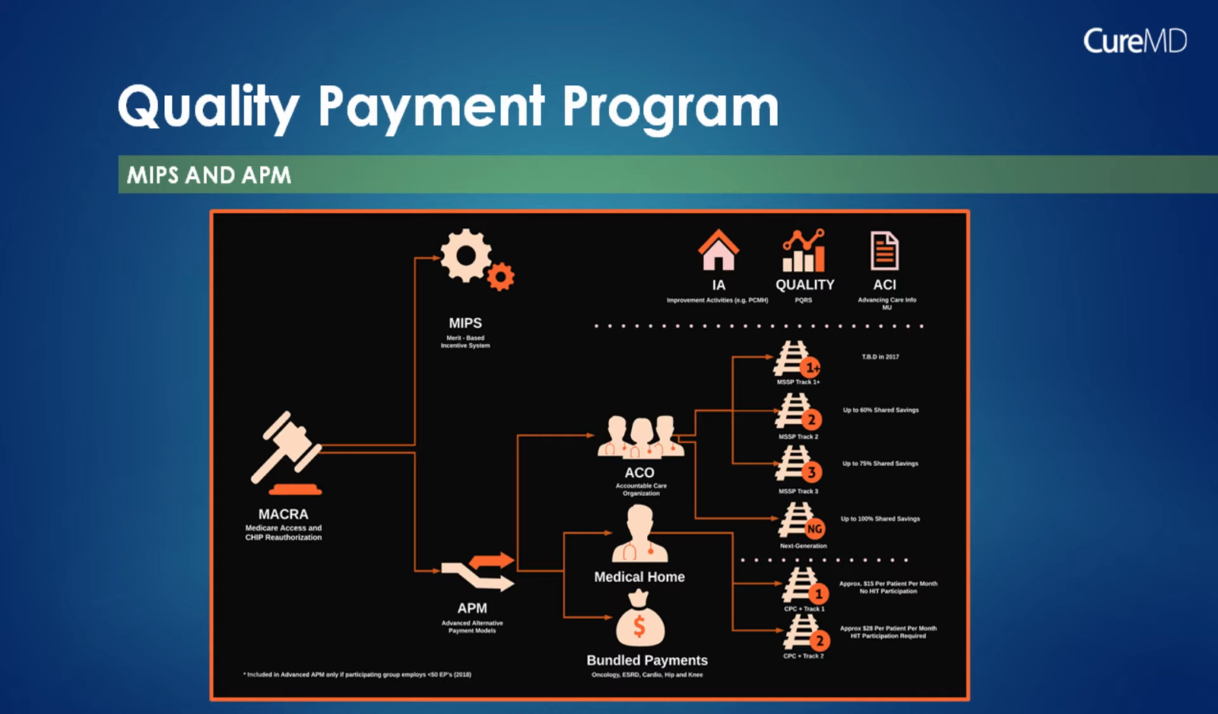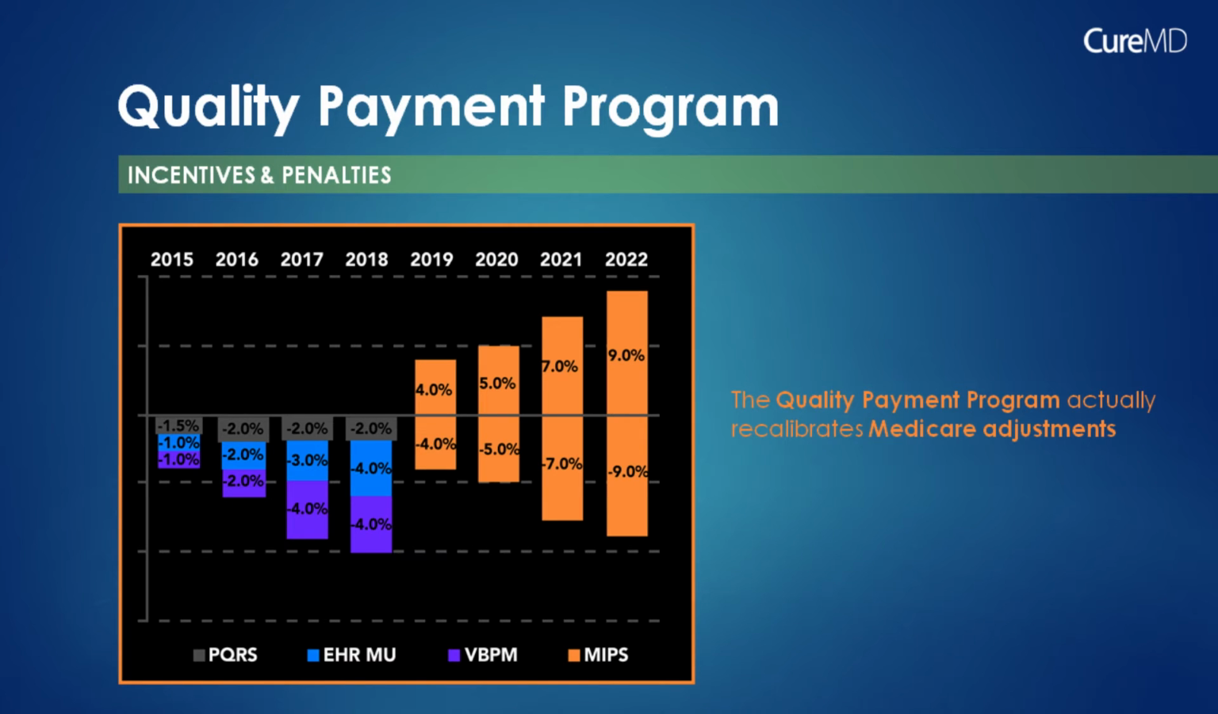So this is the quality payment program in a nutshell, right? There's the MIPS track, where you have a couple of different categories where they're going to look at your performance or look at providers' performance. And then we have the alternative payment model track, where we have ACOs and medical homes and bundled payments. And those we're going to get into in significant detail later on in the presentation.